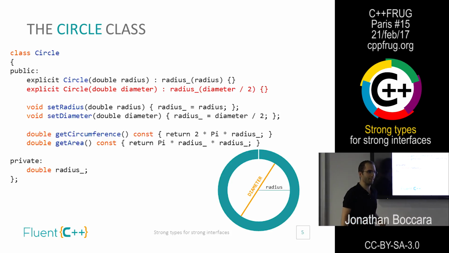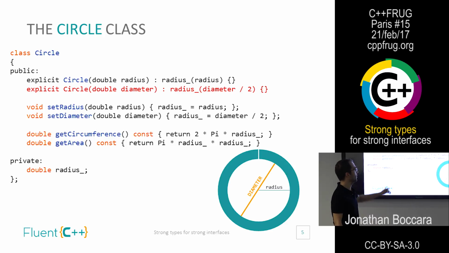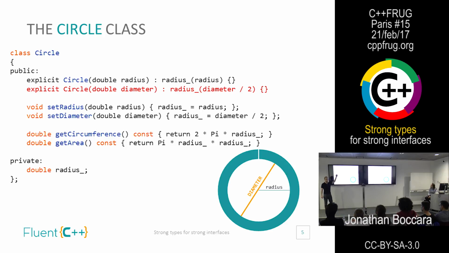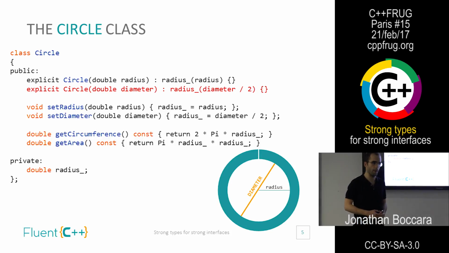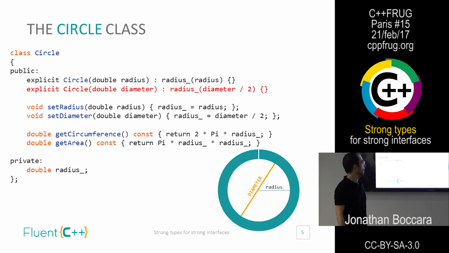Except, obviously, this doesn't combine, right? Because I've got two constructors that are ambiguous. If I call circle with a number like 10, then the compiler doesn't know which constructor I'm talking about, right? So that doesn't compile.